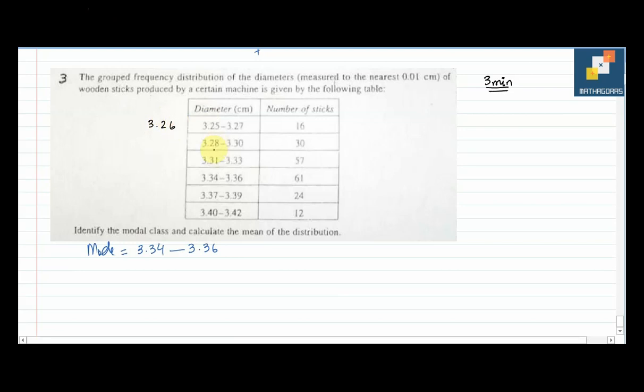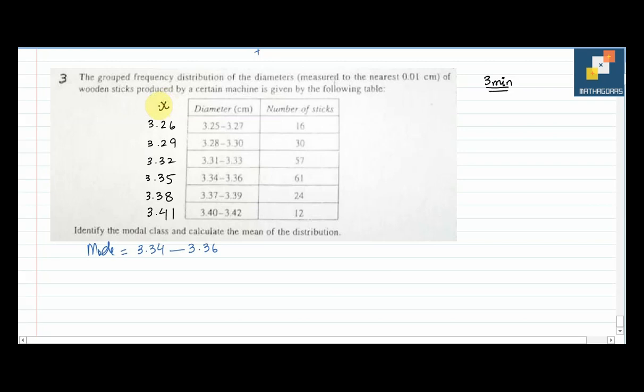The next ones, 3.29, 3.32, 3.35, 3.38, and 3.41. These are basically the values of x.